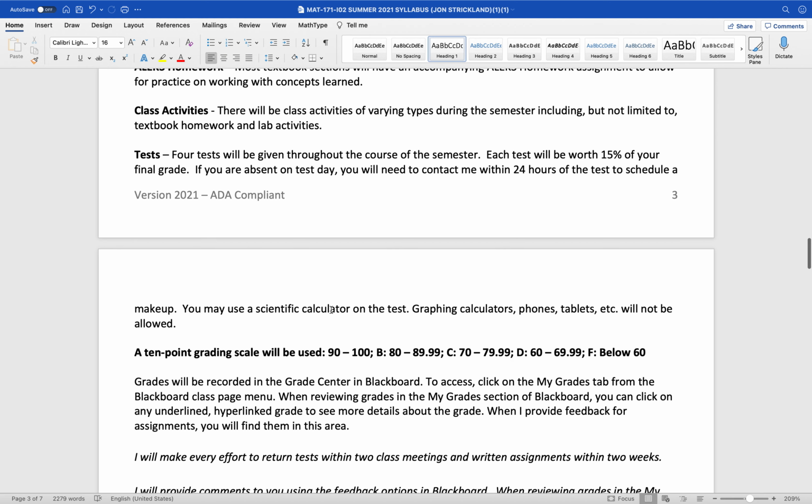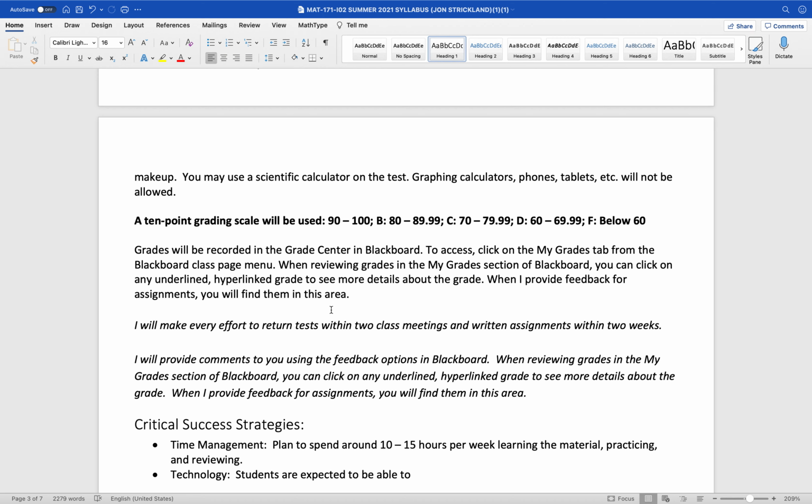For the grading scale, a 10-point grading scale will be used. An A will be anything from 90 to 100. Let me just clarify on this. A is anything between 90 and 100, B is anything in the 80s, ranging from 80 to 89.99, and C is anything in the 70s. D is between 60 and 69.99 inclusively, and anything that falls below 60 will constitute an F.